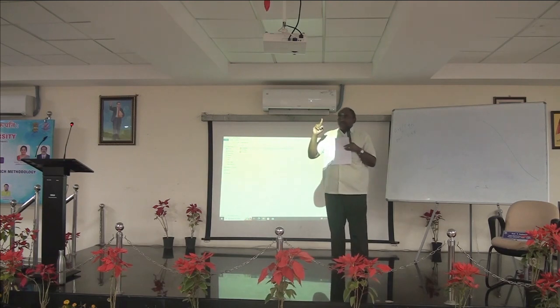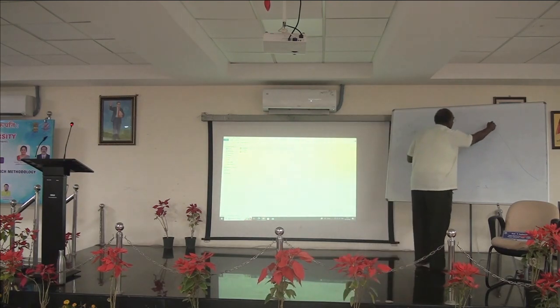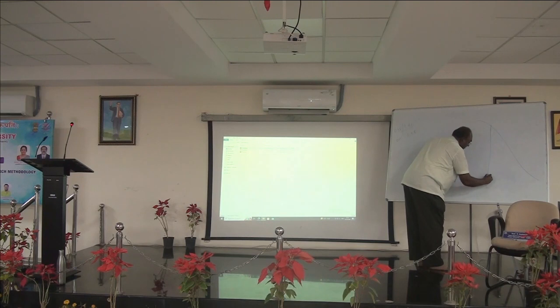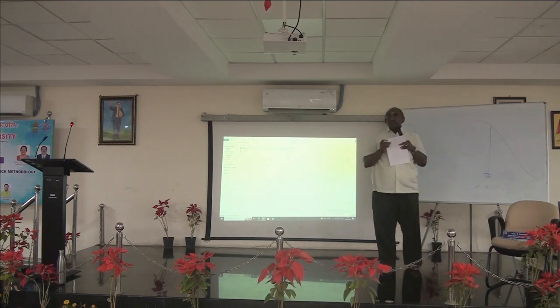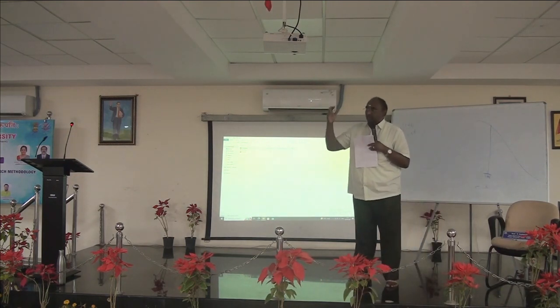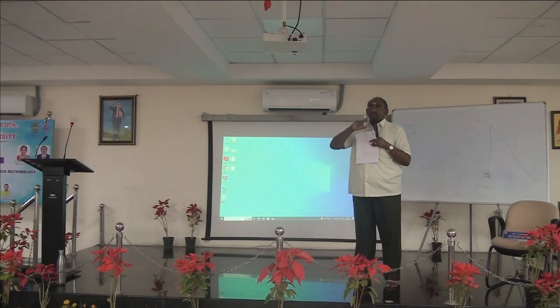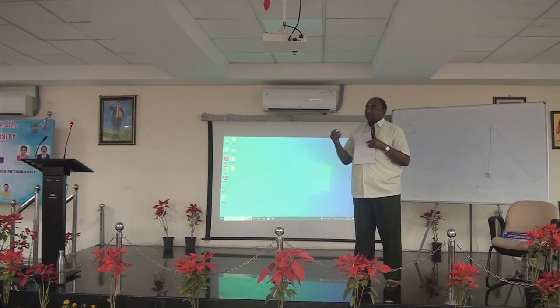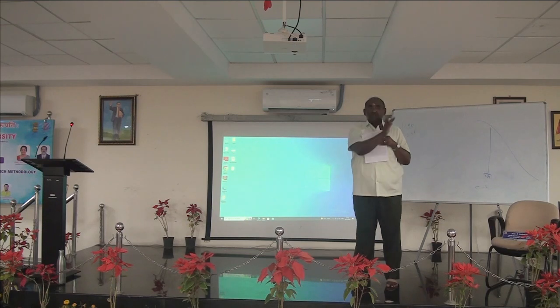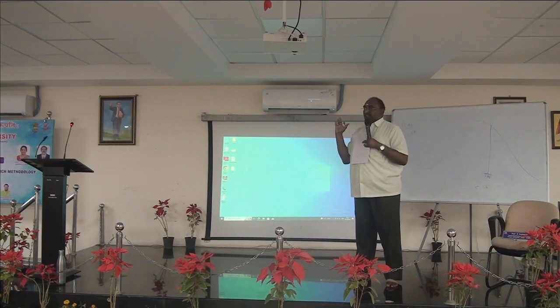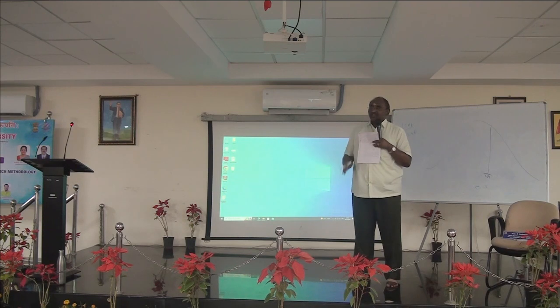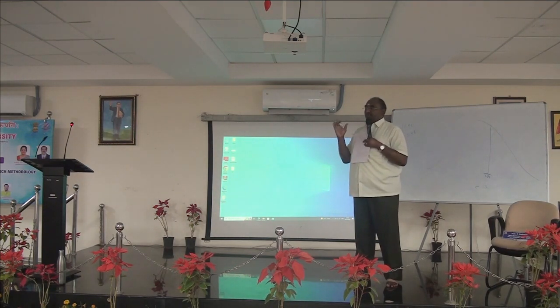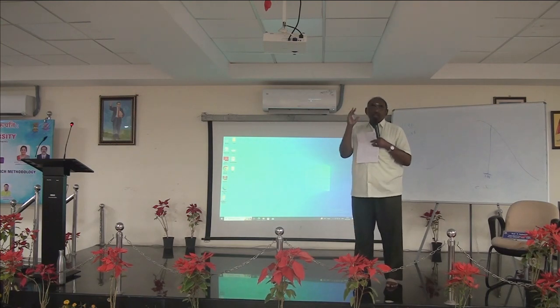See, at the 0.05 level, 1.96 means if the calculated T value is 1.96 and above, we should reject the null hypothesis. For example, I am starting my research with the null hypothesis that there is no significant difference between men and women in the levels of intelligence, or IQ level.